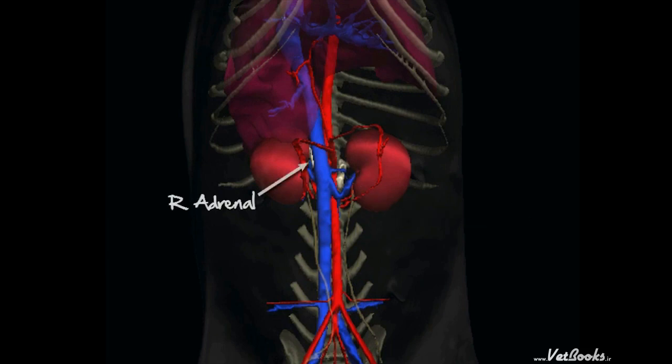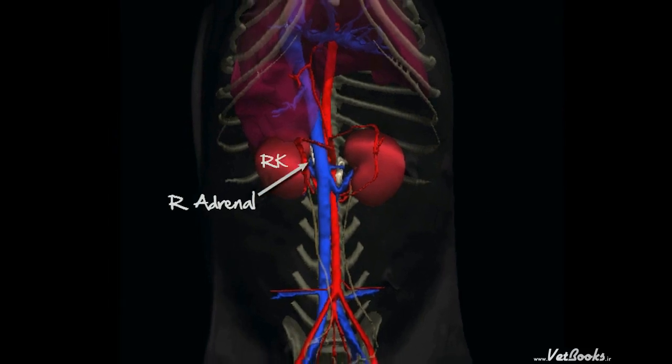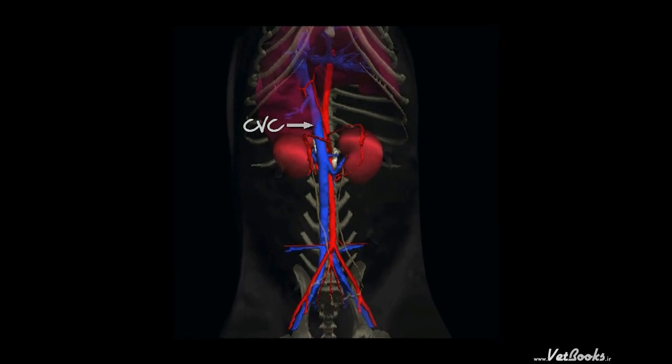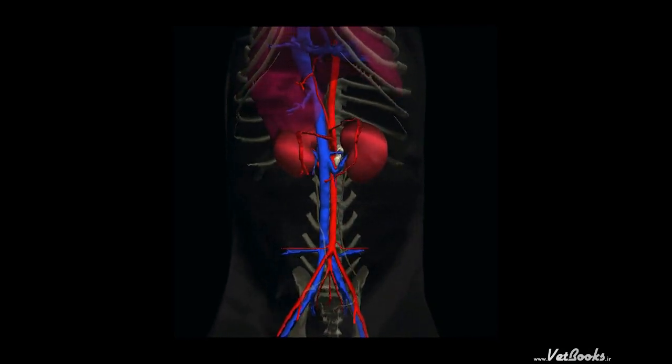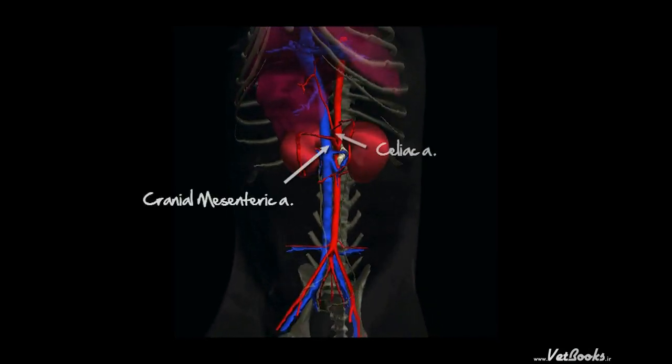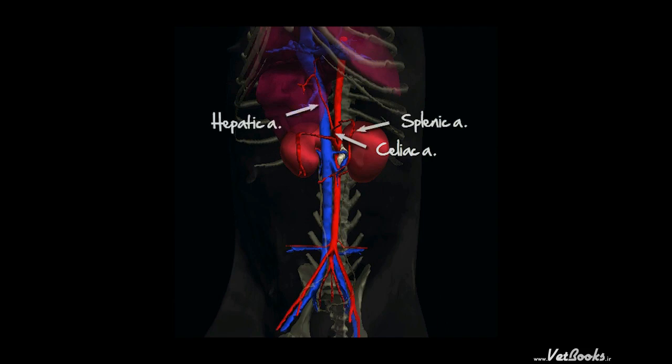The right adrenal is slightly more cranial and dorsal, and medial and dorsal to the right kidney, just lateral and dorsal to the caudal vena cava. The cranial mesenteric and celiac arteries branch off from the aorta just cranial to the left adrenal. The celiac artery, which is closest to the gland, branches into the splenic and hepatic arteries.